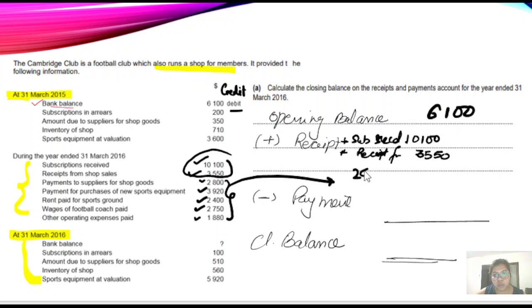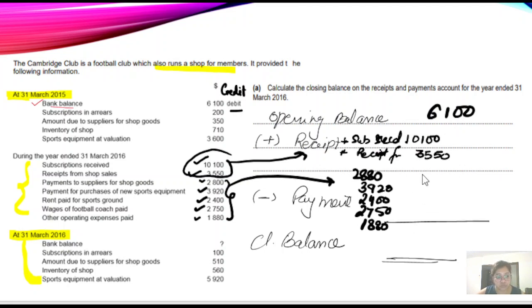2880, 3920, 2400, 2750, and 1880. Are you getting these points? These are your receipts and the rest is your payment. So we are going to record it here.